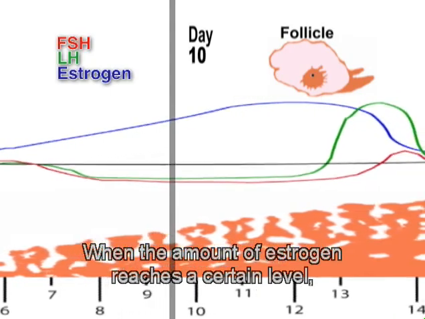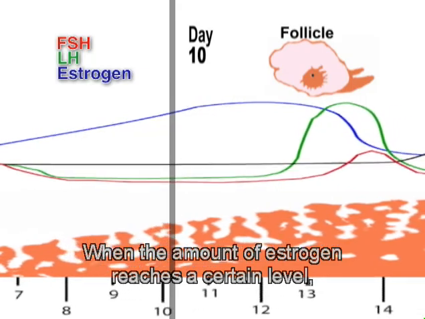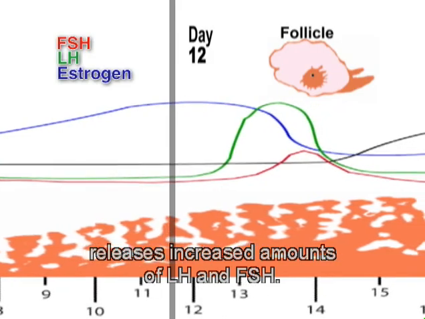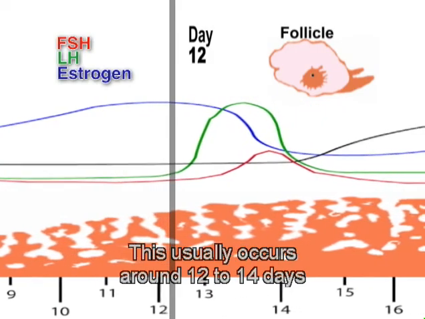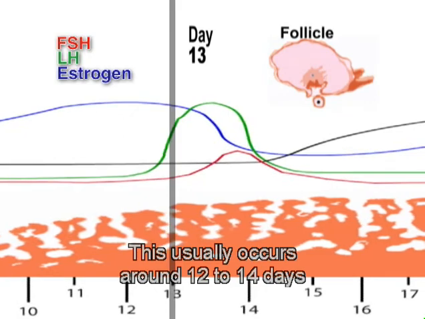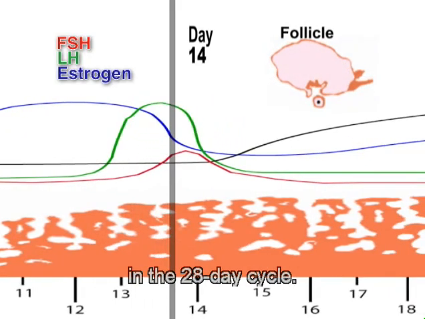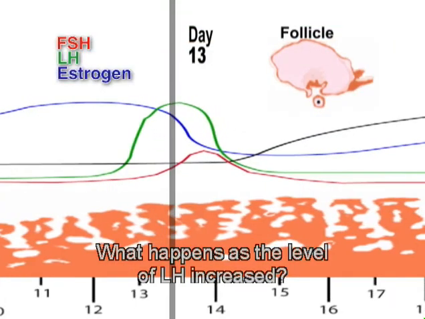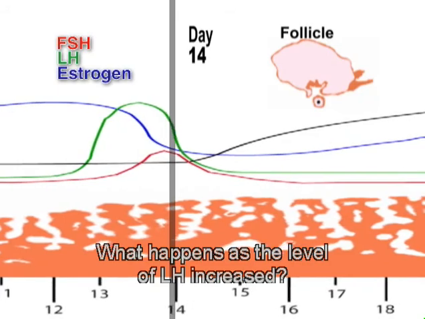When the amount of estrogen reaches a certain level, the pituitary gland releases increased amounts of LH and FSH. This usually occurs around 12 to 14 days in the 28-day cycle. You observe. What happens as the level of LH increased?